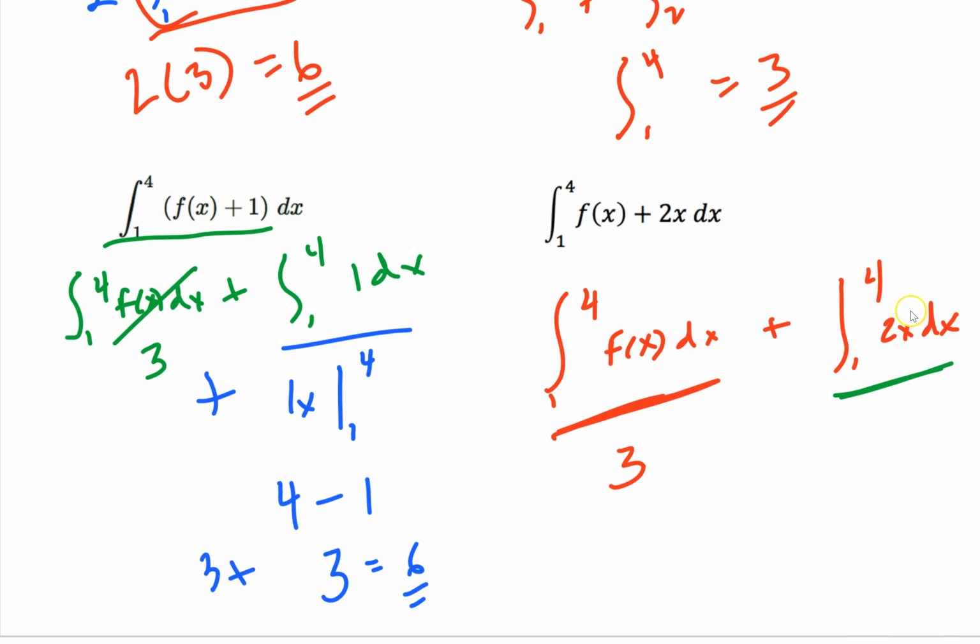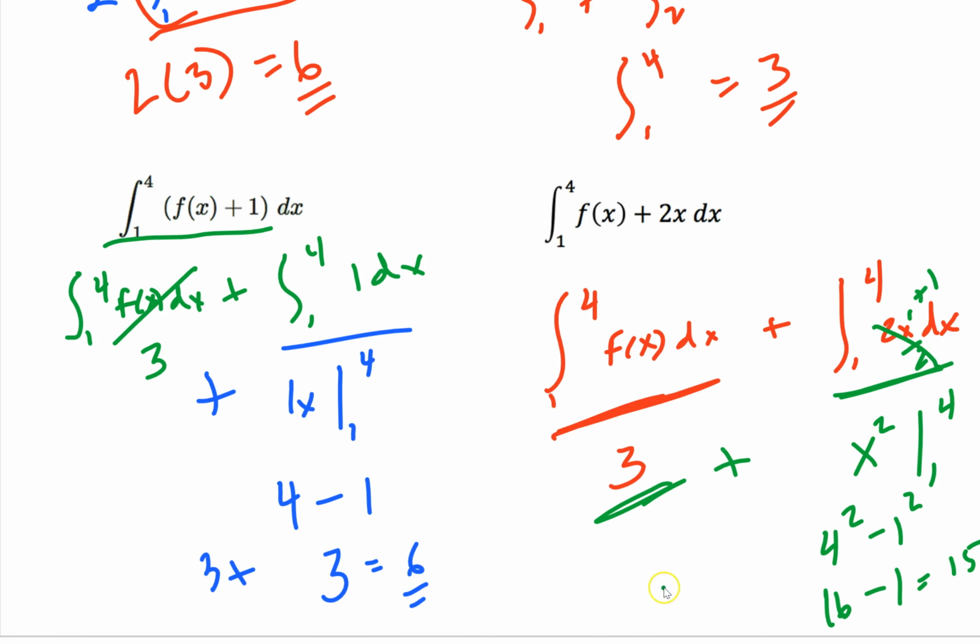This one, I actually got to do it. It can't be lazy. Add 1 to the power, divide by a new power. Lucky for us, the 2's cancel. I get x squared. I have limits, I'm going from 1 to 4. The way we do limits, top minus bottom. So 4 squared minus 1 squared. So 16 minus 1, or also known as 15. Add that to the 3, and you get a total score of 18.